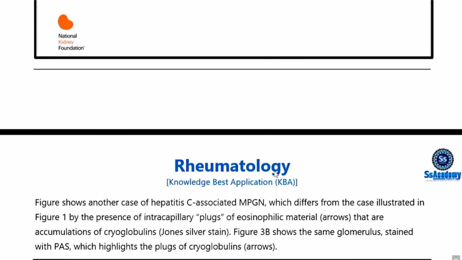Figure shows another case of hepatitis C, the MPGN. Yes, another name for MCGN, mind you, that's very important. Membranoproliferative glomerulonephritis. That will be learned in the chapter of nephrology, which differs from the case illustrated in figure 1 by the presence of intracapillary plaques of eosinophilic material that are accumulations of cryoglobulin.